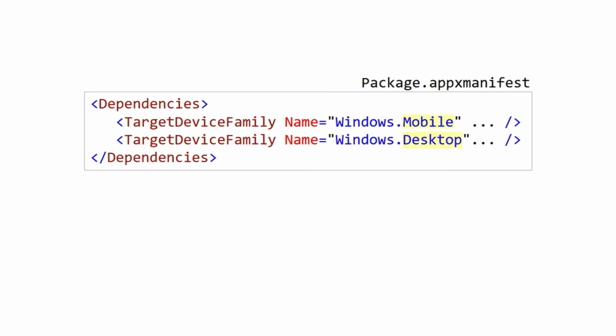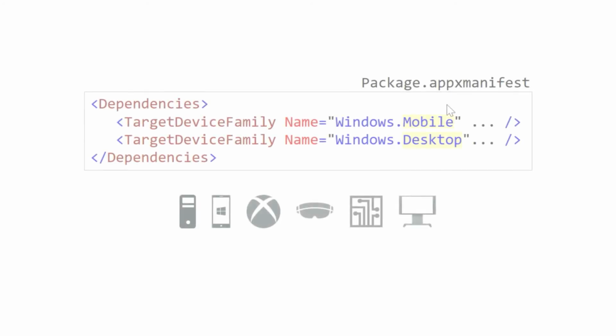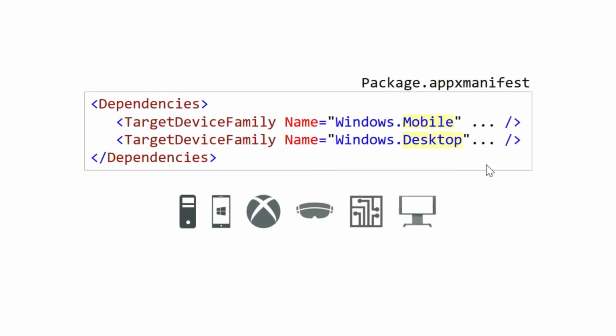However, you'd like to make sure that you can provide a good experience on every platform that you do support. Once you've decided which families you'd like to target, you specify that in your app's manifest. For each family that you want to target, you add a target device family entry to your dependencies, and then you set the name to that identifier string that we mentioned earlier. Currently, there's no GUI to do this. You hand edit the XML file that's your manifest.